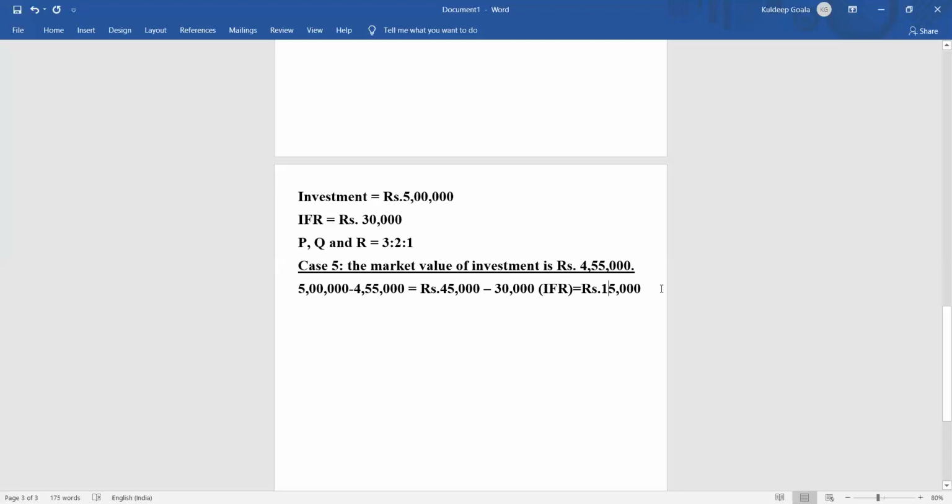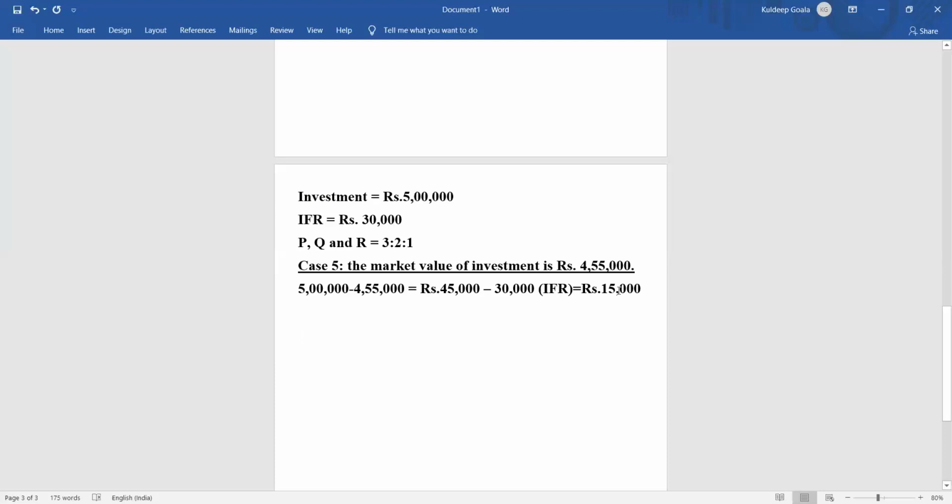Is it clear, everyone? So remember this particular concept. This is how we are going to show this particular loss. This 15,000 we are going to reflect it, because the rest 30,000 you are going to take from investment fluctuation reserve. So let's find out what the entry will be. First of all, investment fluctuation reserve, we have to take 30,000 and adjust this loss.